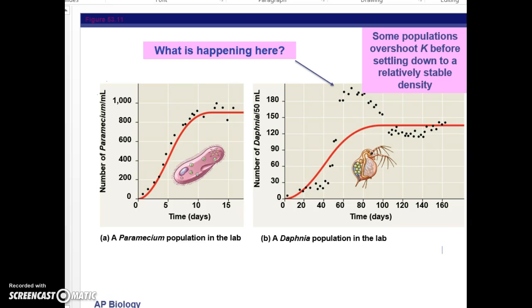So again, what I was talking about before the last one ended is this blip that occurs here in our growth rate has to do with some populations overshooting the carrying capacity K before they settle down to a relatively stable growth rate. And so here, again, if you remember when we have a negative slope, what that means is that our death rate is exceeding our birth rate. So that's what's occurring right here until it evens out.